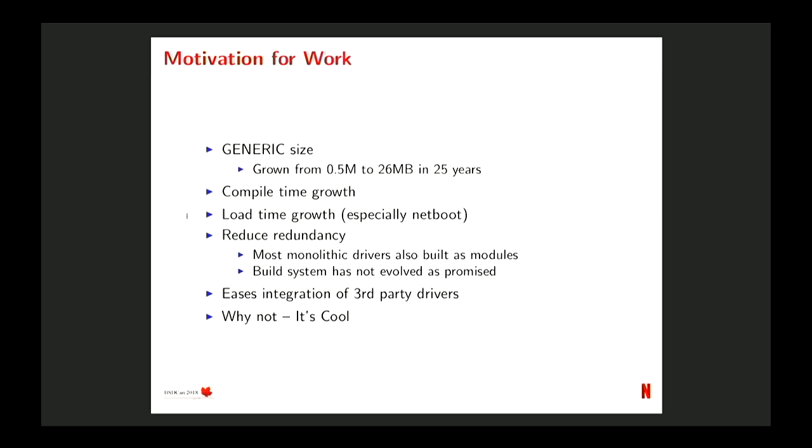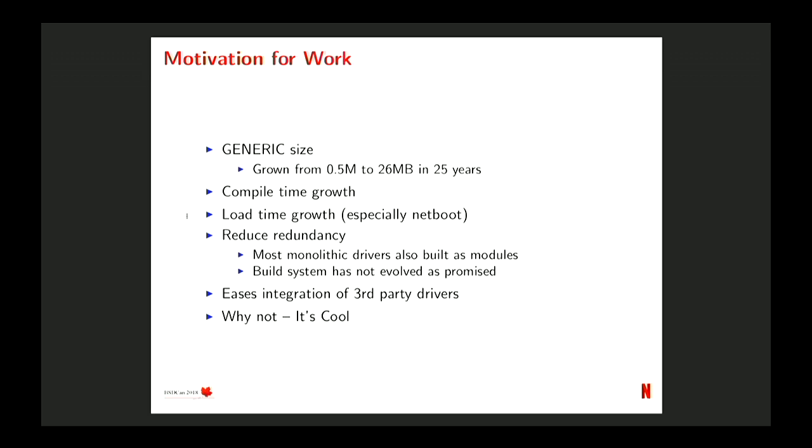So my main motivation for this work is that generic has gotten absolutely huge. It's grown from half a meg to 26 meg in current. And it takes a while to build. And I'm impatient. So I want to make it smaller so build times are faster, because we're already building the kernel twice. We build all these modules, and then we build the kernel. It's going to work together anyway most of the time for most of the testing I need to do. Why do we have to build everything?